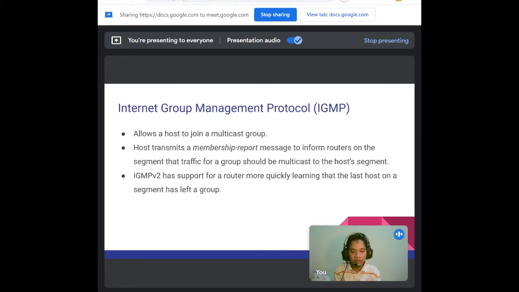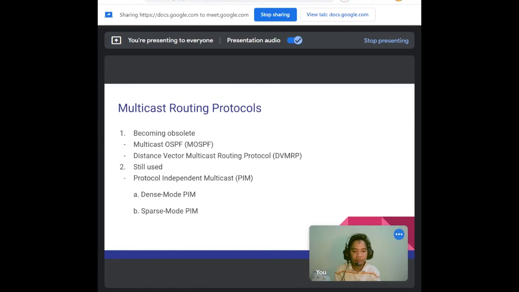Host transmits a membership report message to inform router and the segment that traffic for a group should be multicast to the host segment. Last is IGMP v2 has support for a router more quickly learning that the last host on a segment has left a group. So next is multicast routing protocol.